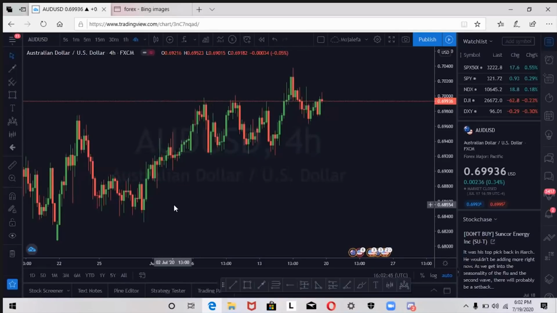So, for example, if you're moving from the Australian dollar to the US dollar, you see the rate here on the right-hand side of your chart. Currently it is at 0.69936, meaning $1 is actually 0.69, stuff like that.